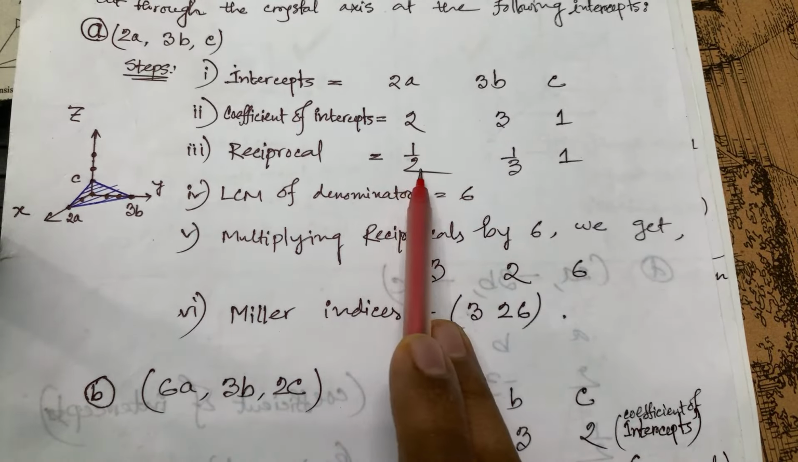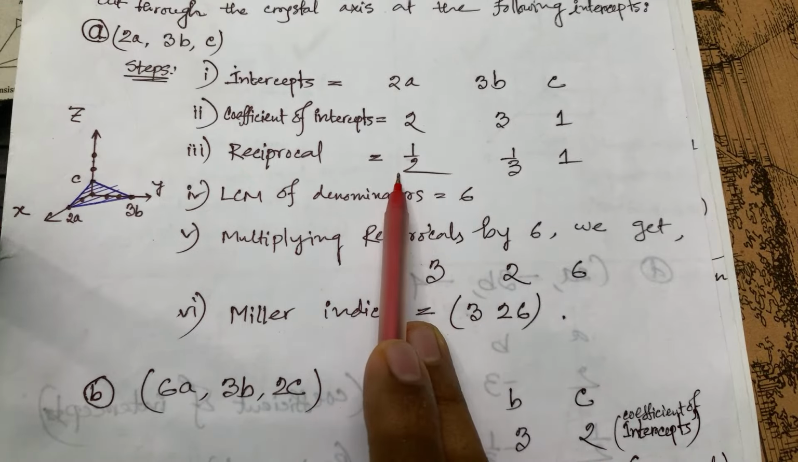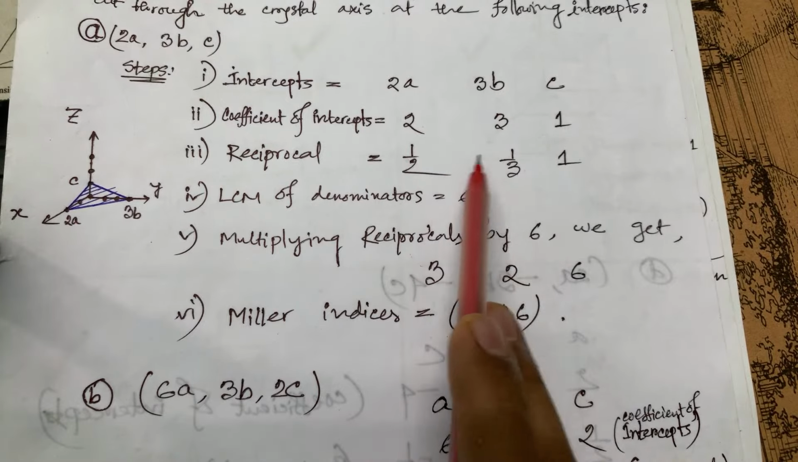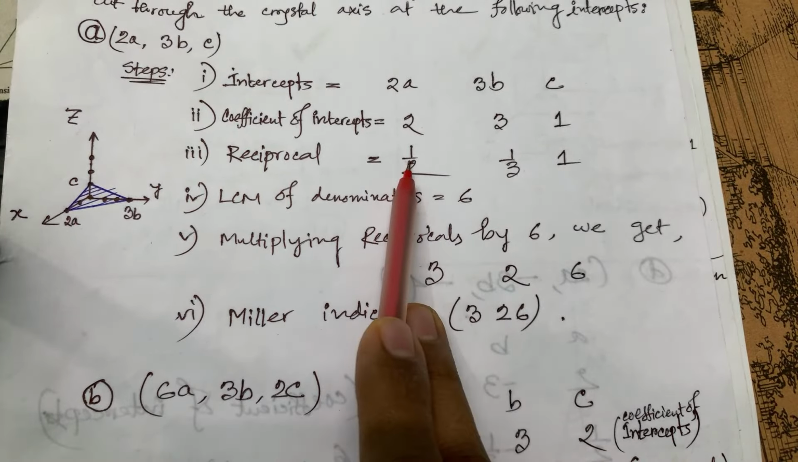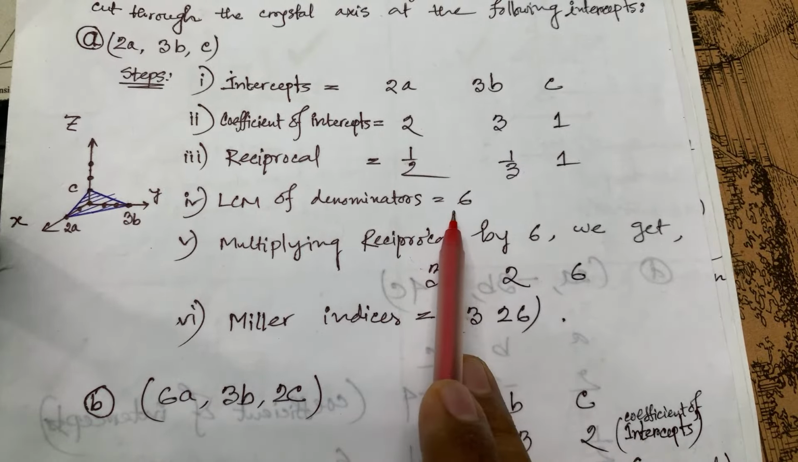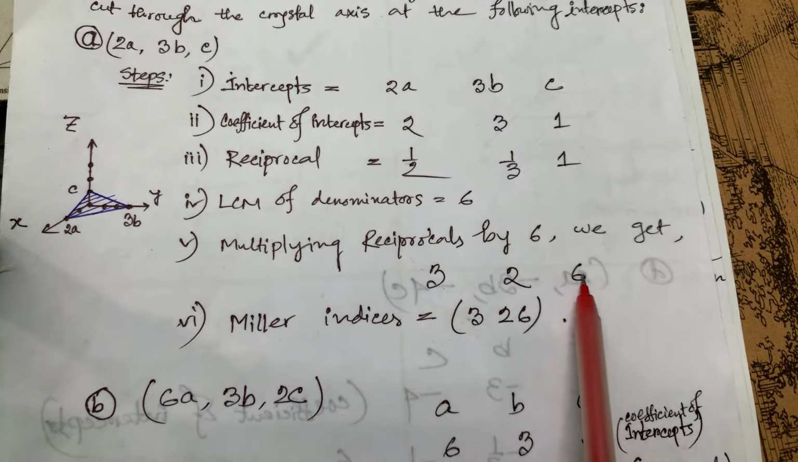Now we take the LCM of the denominators, which are 2 and 3, and the LCM of 2 and 3 is 6. Multiplying half by 6 gives you 3, multiplying 1/3 by 6 gives you 2, and multiplying 1 by 6 gives you 6.